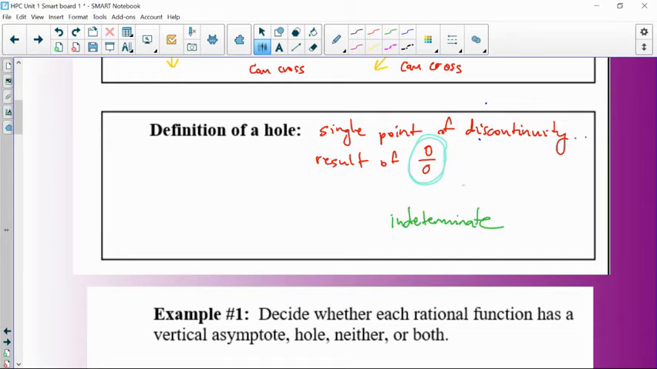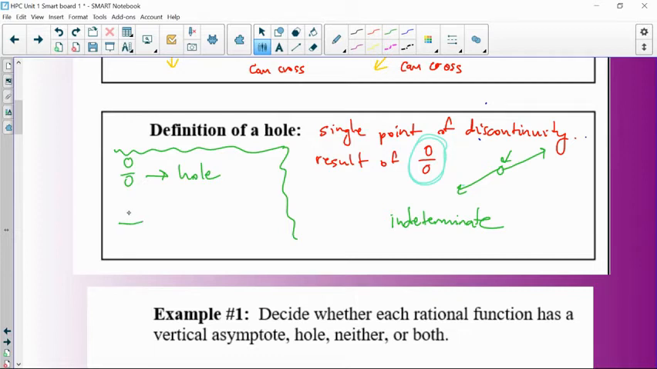Okay, now we're going to look at a difference between a vertical asymptote versus a hole. 0 over 0 is an indication of a hole, right? So with 0 over 0, we know that we should be looking for a hole, this single point of discontinuity. You might have a graph with just one gap and then it continues, like this one point of discontinuity. In calculus, we call it a removable point of discontinuity. Now, if you have any other number divided by 0, then you know that you have a vertical asymptote.